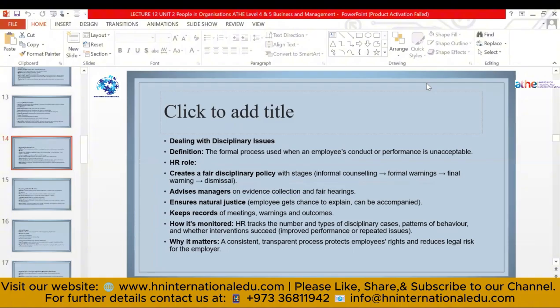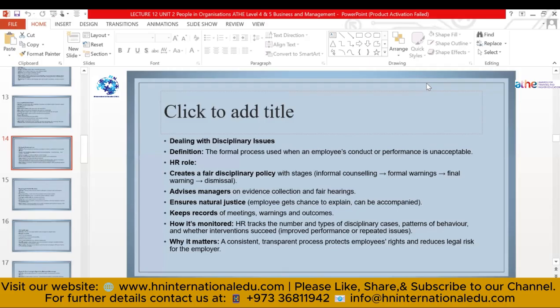Dealing with disciplinary issues, I think the third or fourth point. It means the formal process used when an employee's conduct or performance is unacceptable. It means that if you feel there is something ambiguous, fishy, you need to report it, or at least deal with it yourself. HR role: creates a fair disciplinary policy with stages, that is informal counseling, formal warnings, final warning, dismissal. And in most cases nowadays, it is simple dismissal. Go ahead. We don't want you.